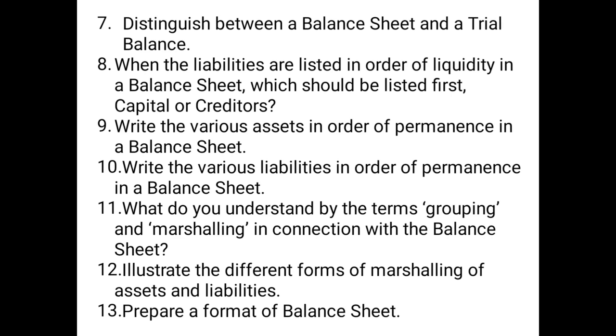Then question number 8, when the liabilities are listed in order of liquidity in a balance sheet, that means current liabilities are shown first. Which should be listed first, capital or creditors? Obviously creditors, because these are current liabilities. Then question number 9, write the various assets in order of permanence in a balance sheet. That means fixed assets are to be shown first and then the current assets.